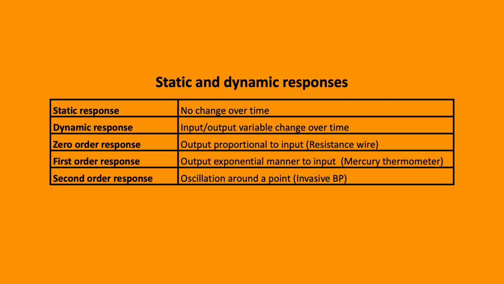When we compare zero, first and second order systems, in a zero order response, the output is proportional to the input, i.e. resistance wire. For a first order response, the output is exponential to the input, i.e. a mercury thermometer. And finally, a second order response is oscillation around a point, i.e. an invasive blood pressure measurement system.